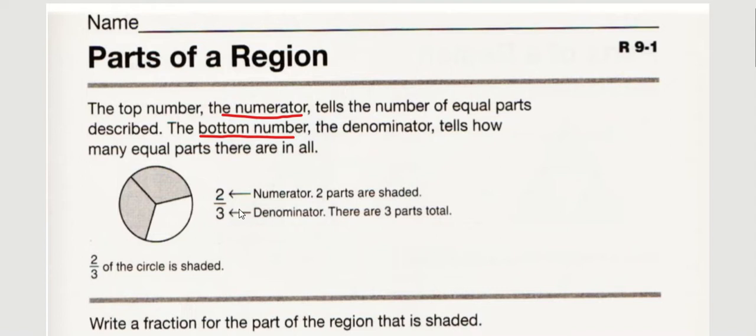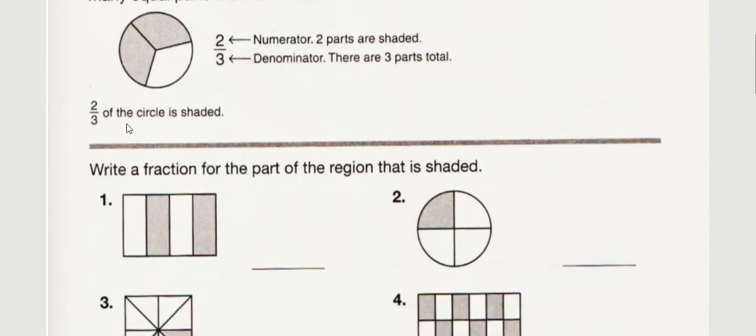Okay, so here is an example for this circle. It's divided into 3 parts. So how many total parts do we have? Yes, we have 3 parts in all, so the denominator is 3. And how many parts are shaded? How many parts do we need to describe? There are 2 of 3. So the numerator is 2, 2 parts are shaded. So how do we read this? We read it 2/3. So 2/3 of the circle is shaded. This is how we describe this model.